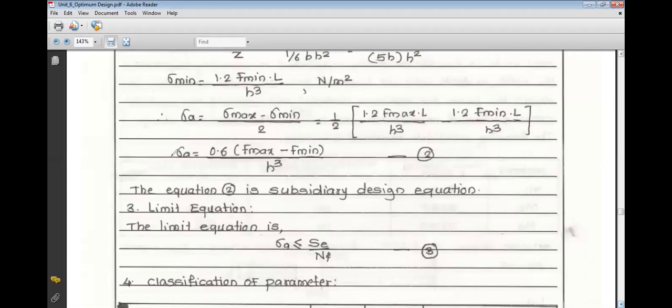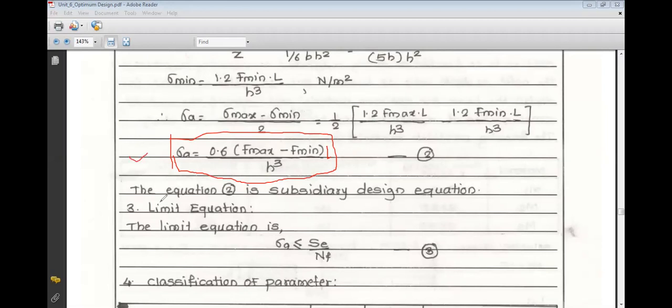The value of sigma A is equal to 0.6 (F max minus F minimum) upon h cube into L. L is common, so into L. So this is the value of sigma A. So this is the subsidiary design equation.